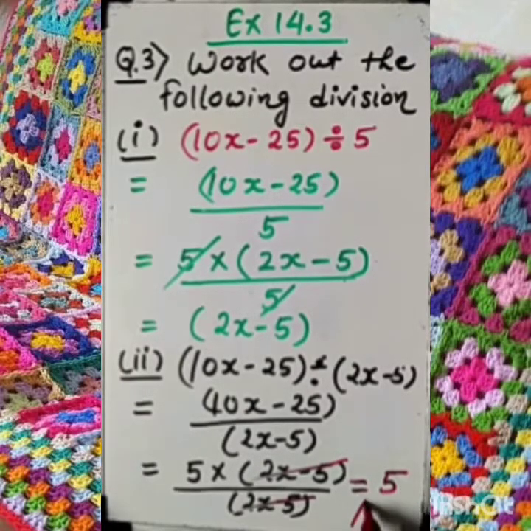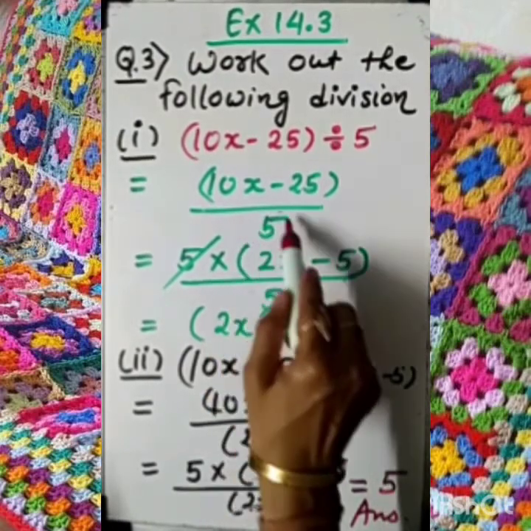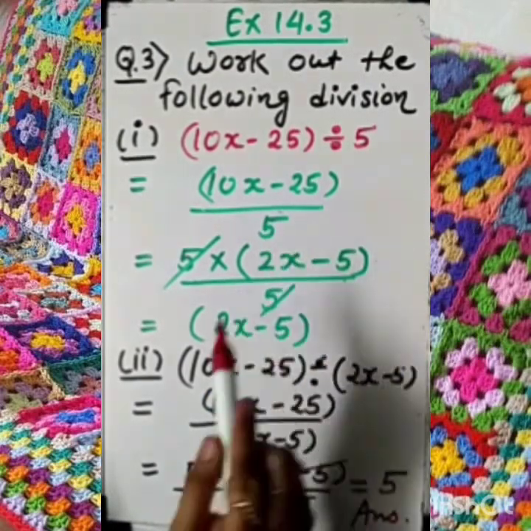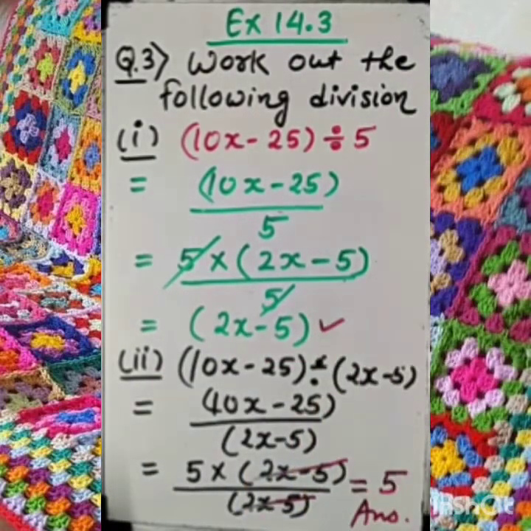That is the answer. If we compare both of these questions, in the first we were given 5 and we needed to divide with 5, so the factor 5 will be cancelled. In the second, 2x minus 5 is one of the factors in the numerator, and we are going to divide with the same, so the answer will be 5 in the second case. Easy. Let's go with the third now.